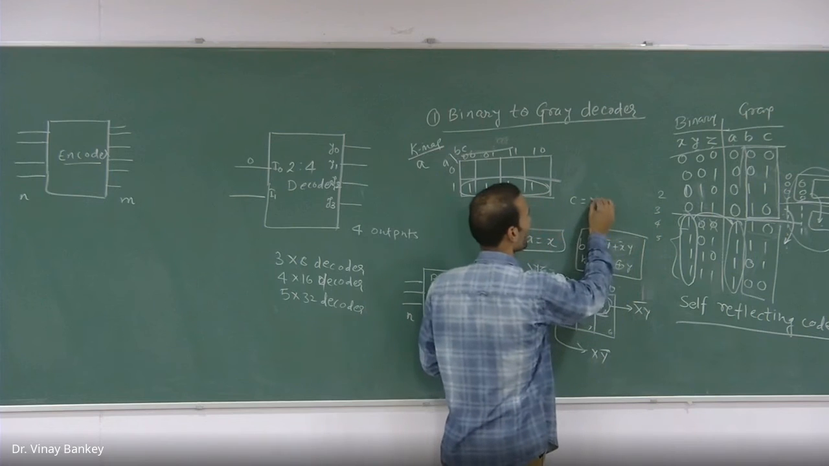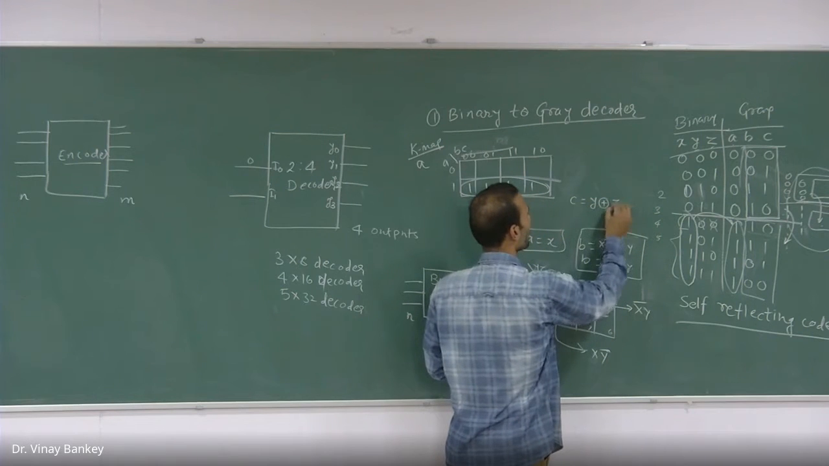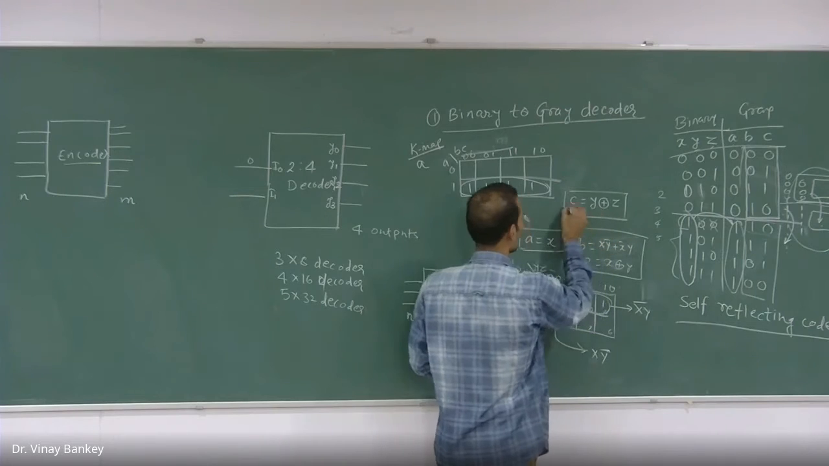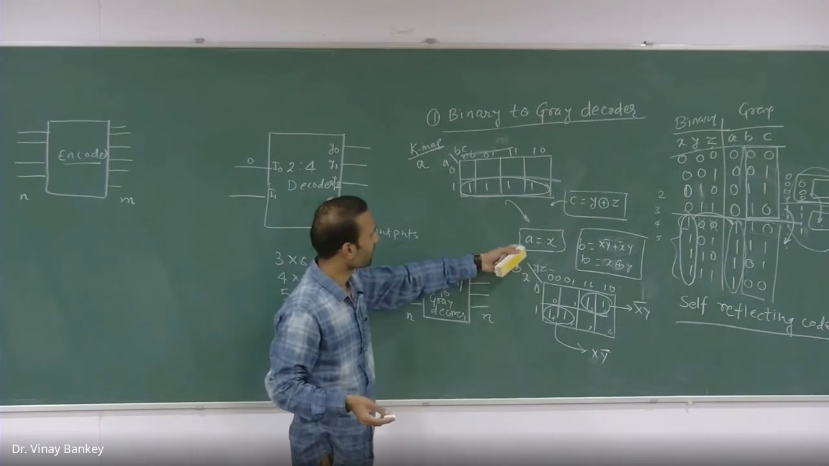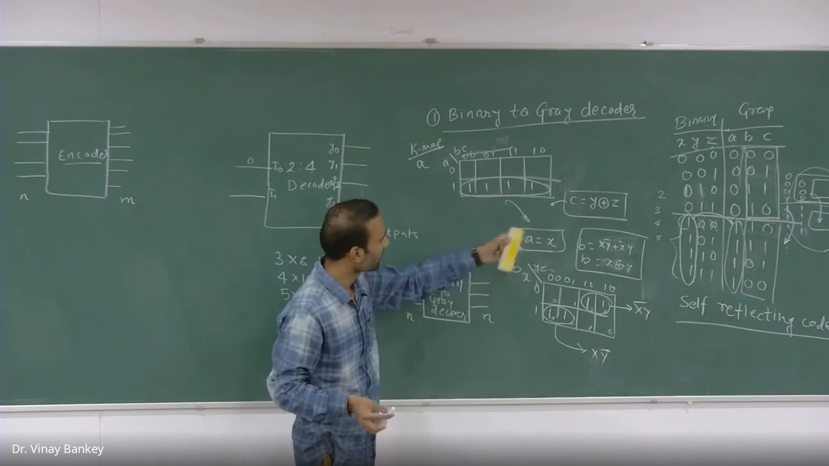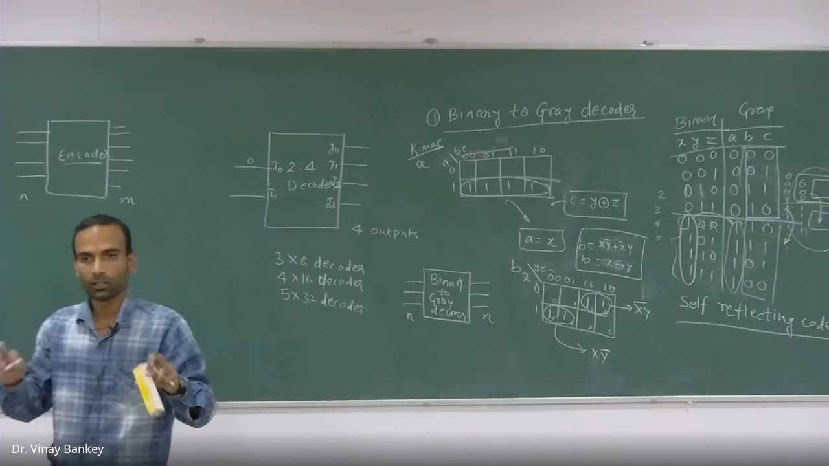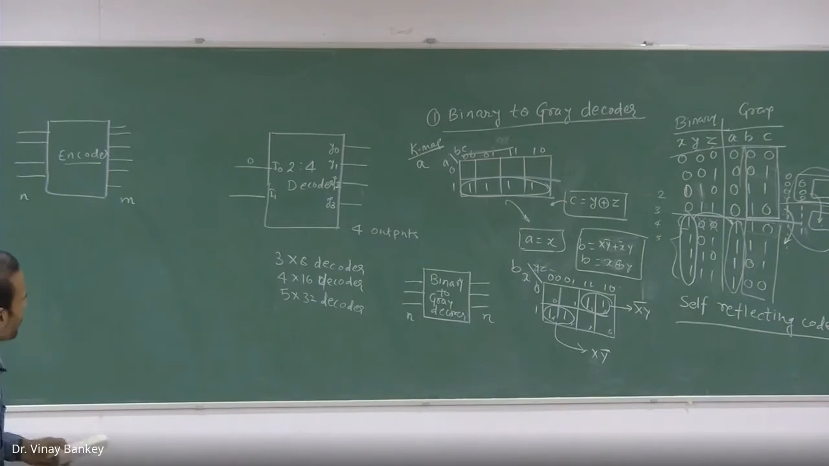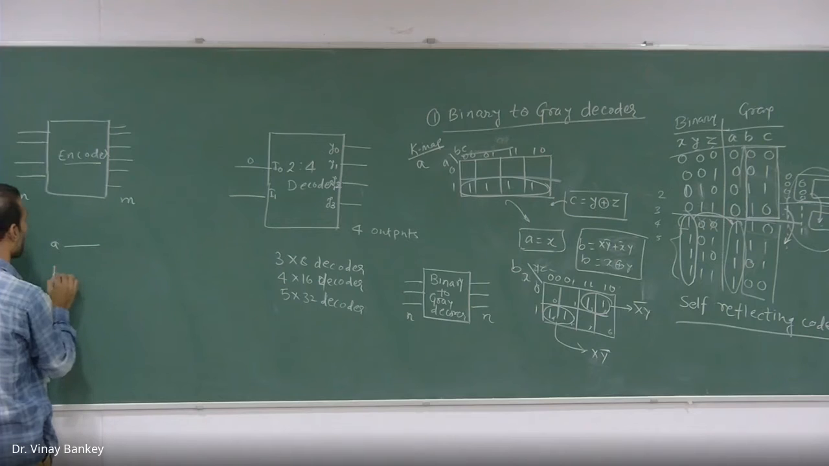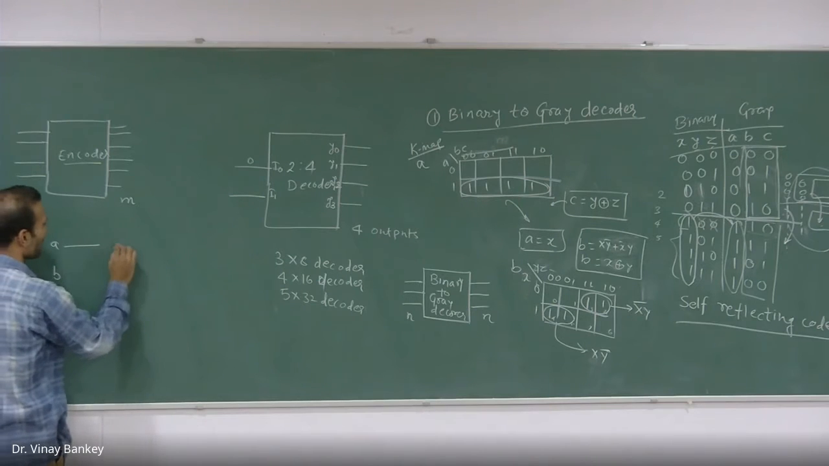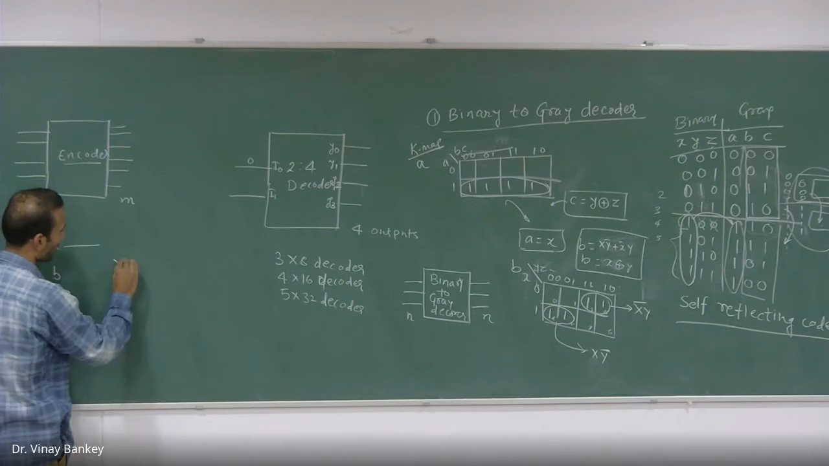C will be the XOR between X, Y, and Z. So now you have all this Boolean simplification function for A, B, and C, so you can design the decoder. So how will it look like? You have the input variables A, B, and C, and now you need only 2 XOR gates.